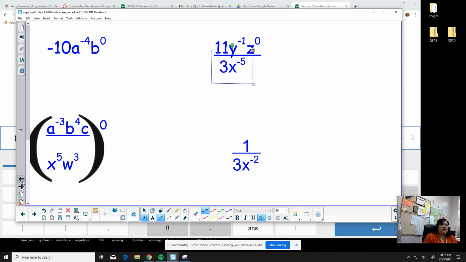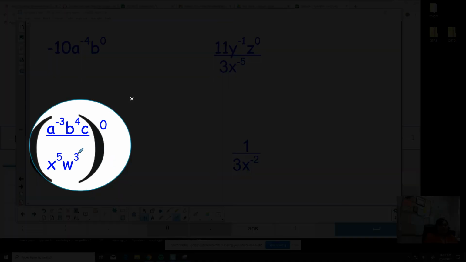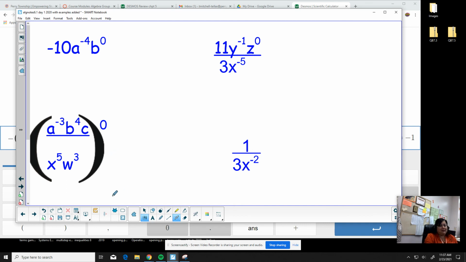Oh, I have more. Well, look at this one right here. Very interesting. Look at all of that on the inside, but all of it is raised to the 0. And I don't care how complicated it is. If it's all raised to the 0, the answer is just 1.